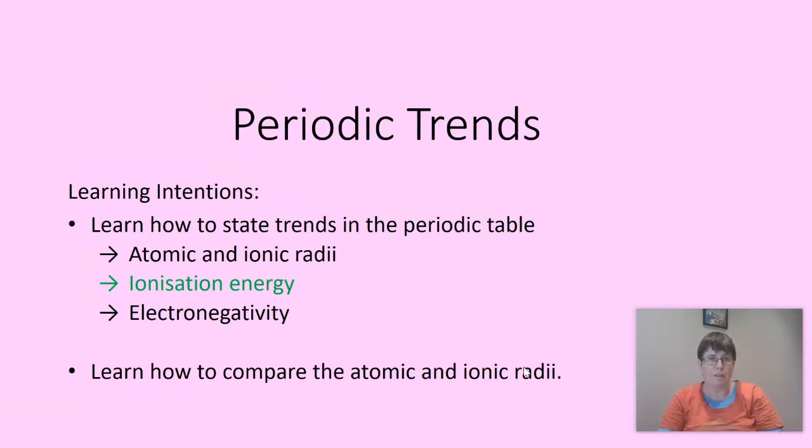This video is about periodic trends, which has three parts to stating the trends from the periodic table. The first part is atomic and ionic radii, which was covered in part 1. The second part is ionization energy, and that's what I'm going to cover in this video.